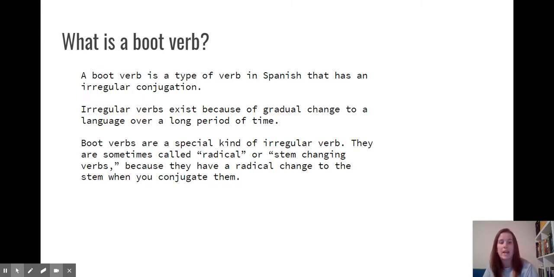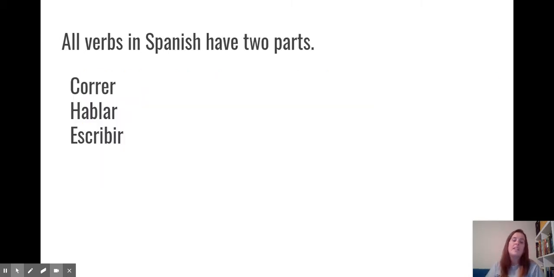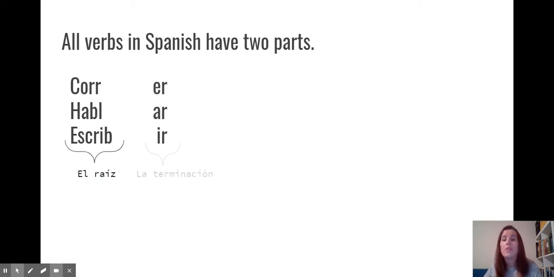Let's take this back one second, though. We need to first talk about all verbs in Spanish. So all verbs in Spanish have two parts. With pretty much every verb in Spanish, you can divide the verb up just like this. On the left-hand side, you have el raíz, and on the right-hand side, you have la terminación.